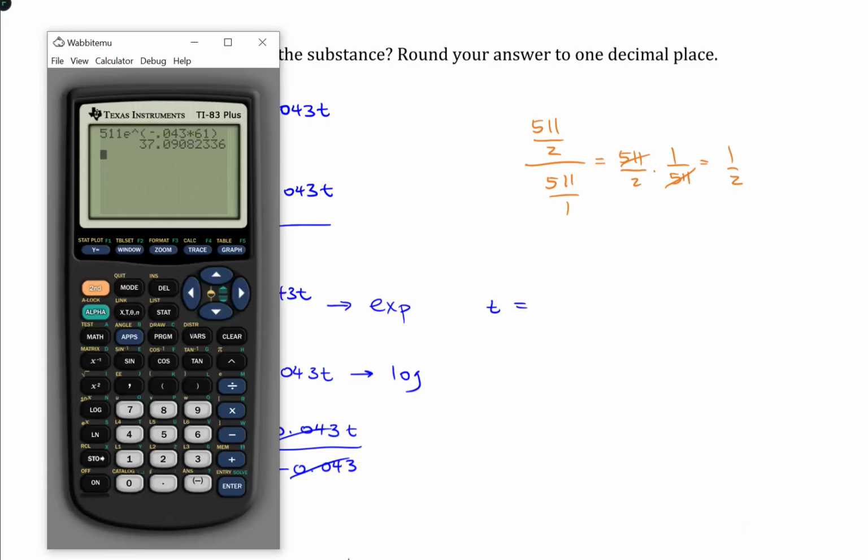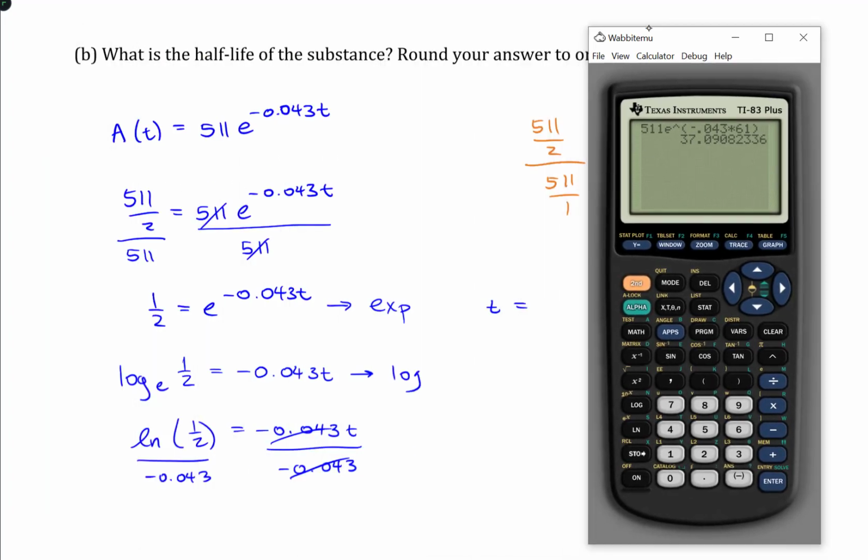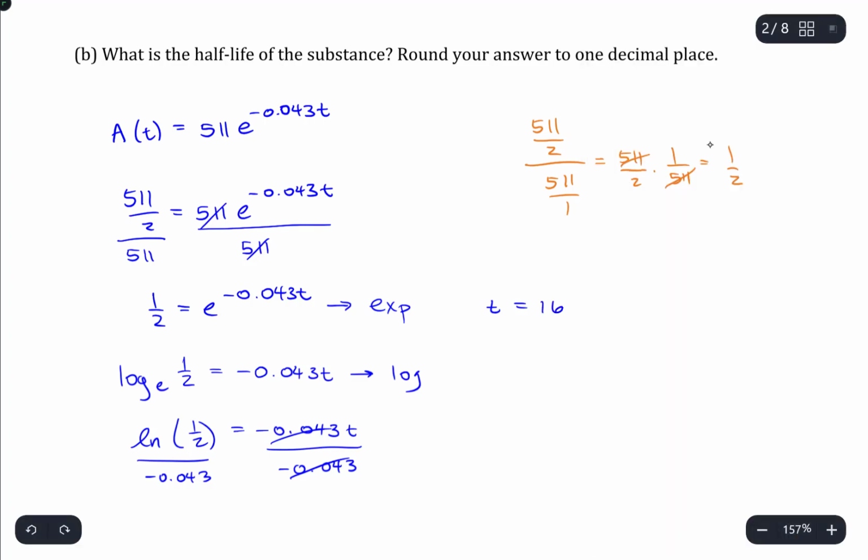So the amount of time then, if we use the calculator here, would be the natural log of 1/2, or just 0.5 if you like, divided by negative 0.043. And to one decimal place, as was requested, that would be 16.1 as the answer, and the time was in years. So 16.1 years is the half-life of this radioactive material.